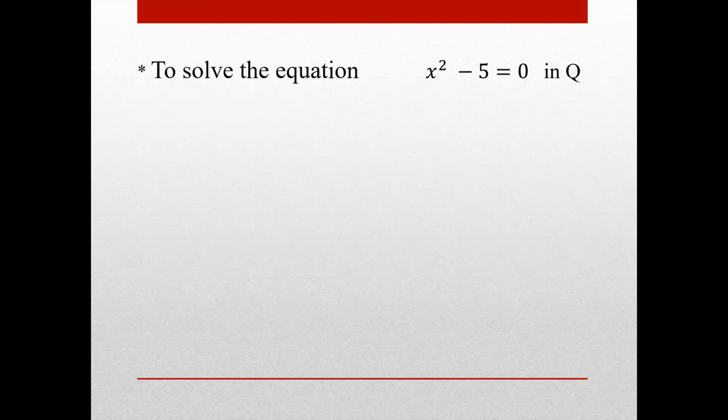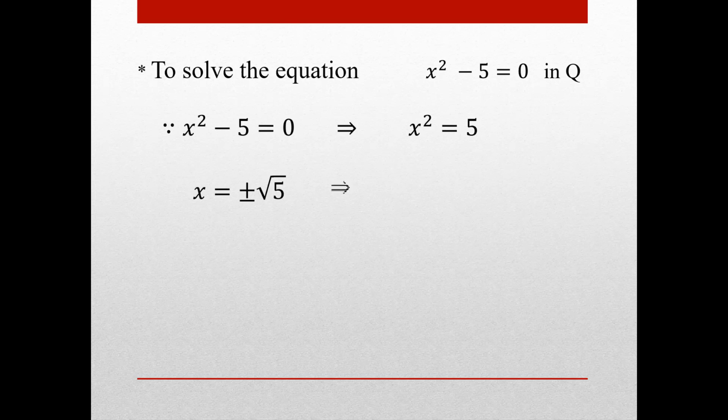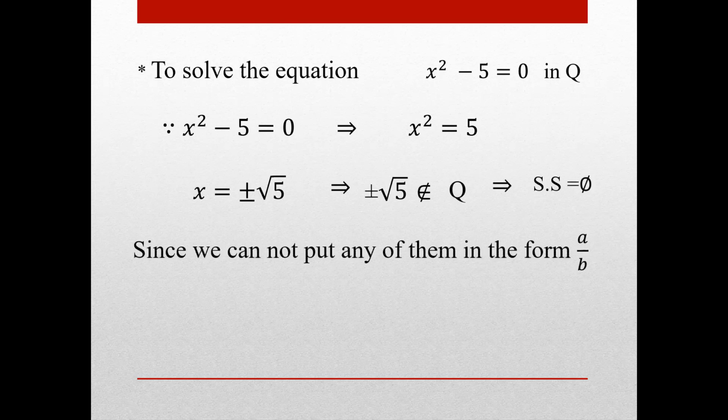To solve the equation x power 2 minus 5 equals 0, we need to move negative 5 to the other side with a different sign, so x power 2 equals 5. If we take the square root of both sides, then x is going to be positive or negative root 5. But if we put root 5 in the calculator, the result will be an infinite number of decimals. So root 5 can't be written in the form a over b, so it doesn't belong to Q. So the solution set here is phi.